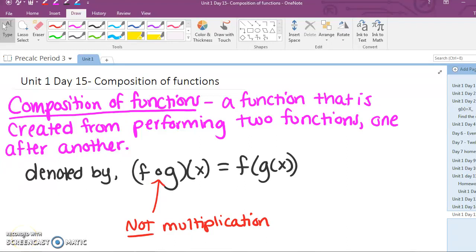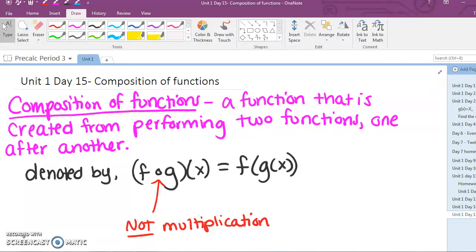So just a review of the video you just watched. Composition of functions is a function that is created from performing two functions one after another. It's denoted by parentheses, f of g of x, which is how we say that.